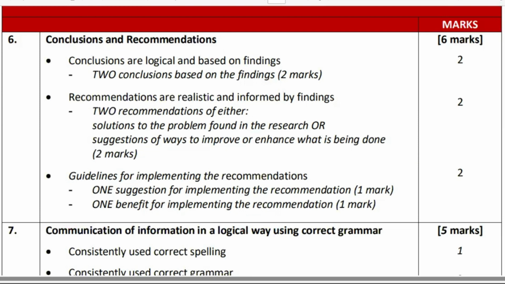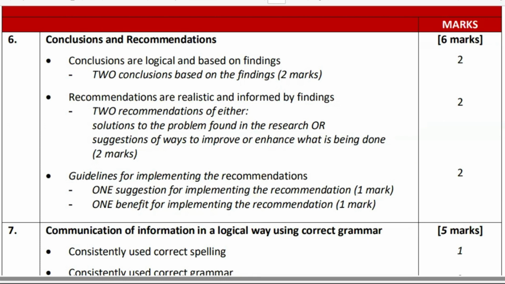Recommendations are realistic and informed by findings, right? So it says 2 recommendations of either solutions to the problem found in the research or suggestions of ways to improve or enhance what is being done. So the research may have come up with a solution that you can suggest, or solutions that you can suggest, or you may just have come up with your own suggestions or recommendations based on your findings, right?